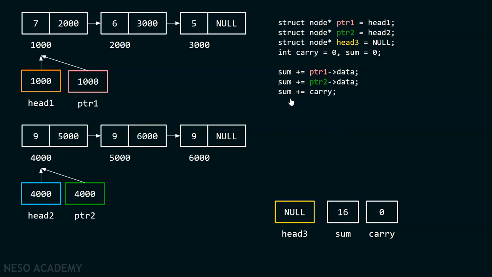Obviously, we also have to add the carry to the sum. Currently, carry is holding 0. There is no carry, of course, right? That's why 0 will be added to 16. But 16 plus 0 is 16. That's why this value will not get affected at all.